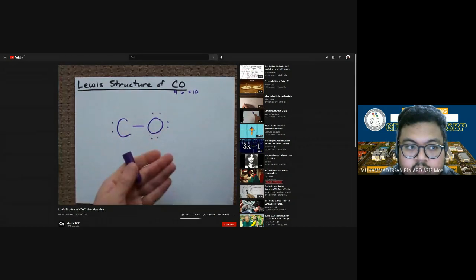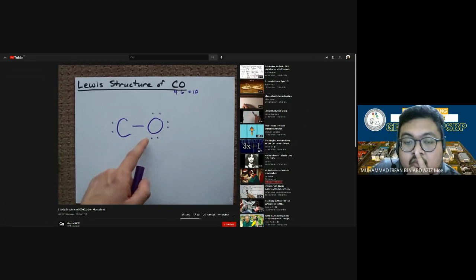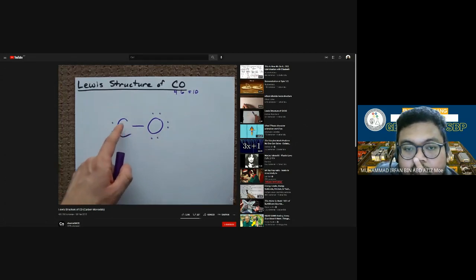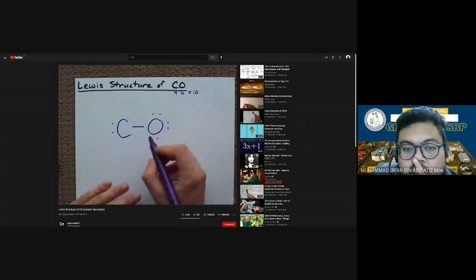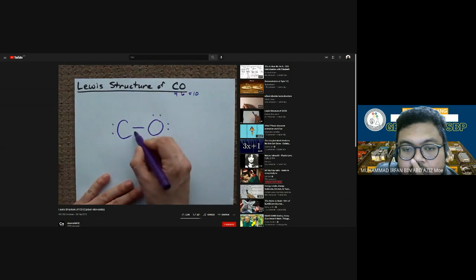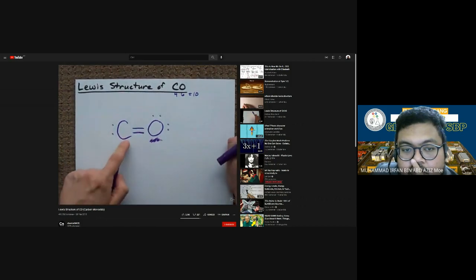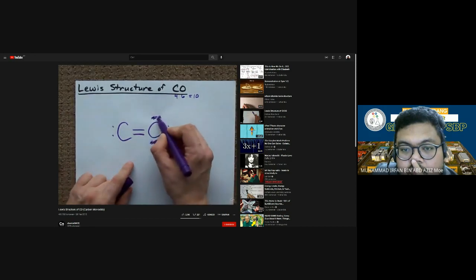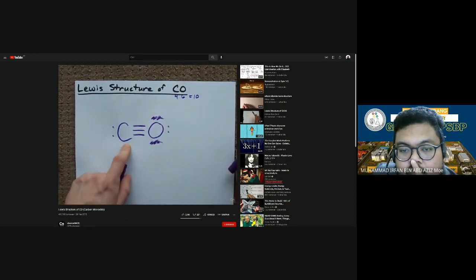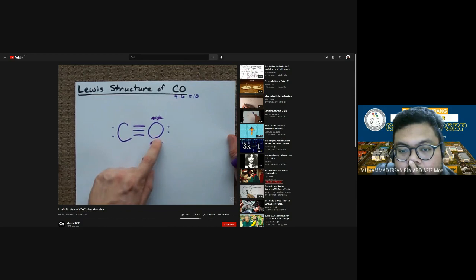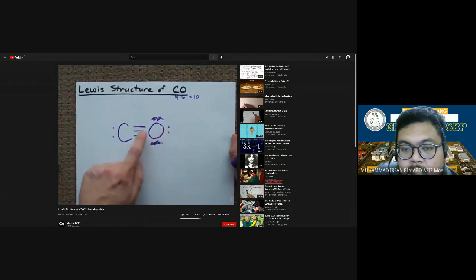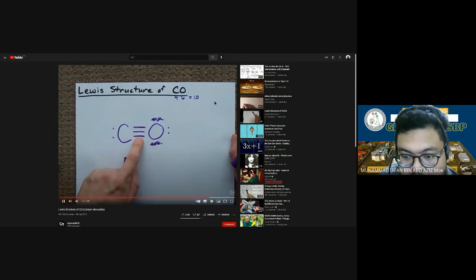Finally, move electrons from one atom to another, or rather to bonds, if they don't have full octets, like this carbon, which only has 1, 2, 3, 4 electrons around it. Let's get rid of these two, make it a bond. This carbon now has 6, still not a full octet. Let's get rid of these two. Now carbon has 8. Oxygen still has its 8. 1, 2, 3, 4, 5, 6, 7, 8.